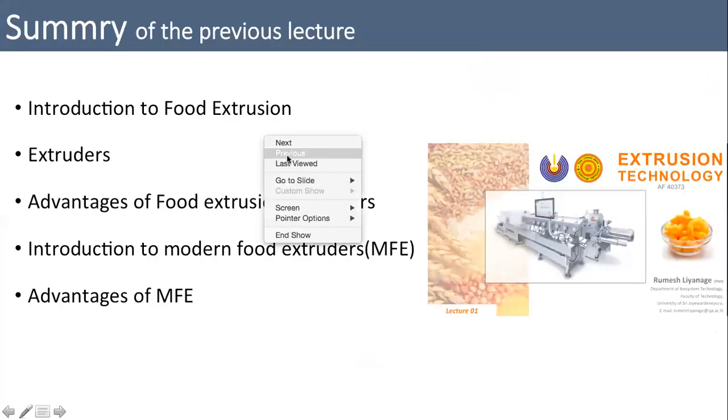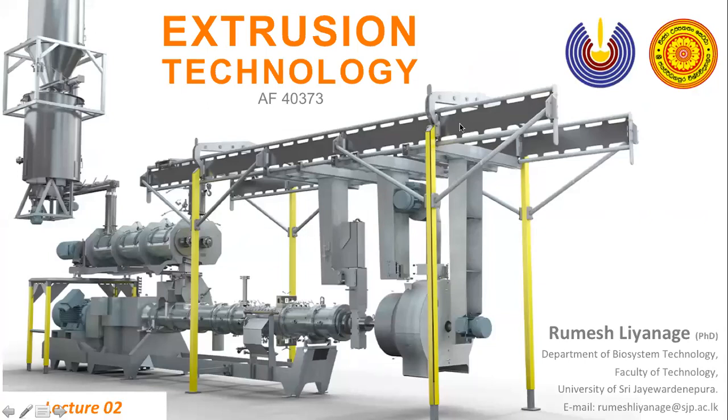So last week we discussed some introduction details about extrusion technology. Hope you all could understand those things. So today we are going to discuss some technical details regarding extrusion technology, and we are going to start some extruder designs and how to identify the technical terms. So types of extruders, today we are going to discuss these things. In this picture you can also see a modern extruder.